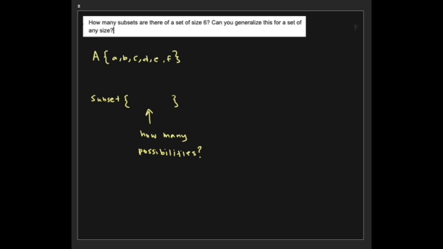Alright, so for this problem, you want to think about it as each element of the set has 2 choices, to either be inside the subset or to not be inside the subset. So what we can do is 2 times 2 times 2 times 2 times 2 times 2, because there's 6 elements, and each one has 2 choices. So we do 2 to the 6th power, which is going to be 64, which is the answer to the problem.